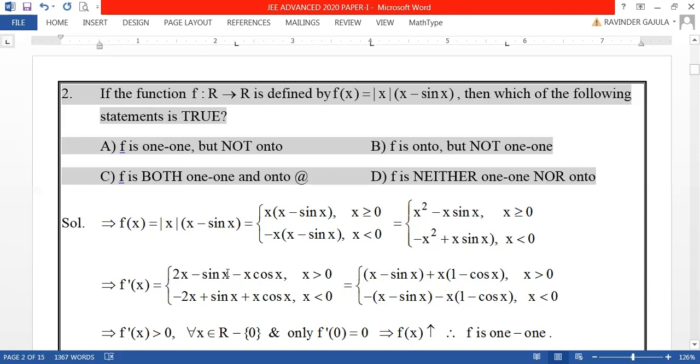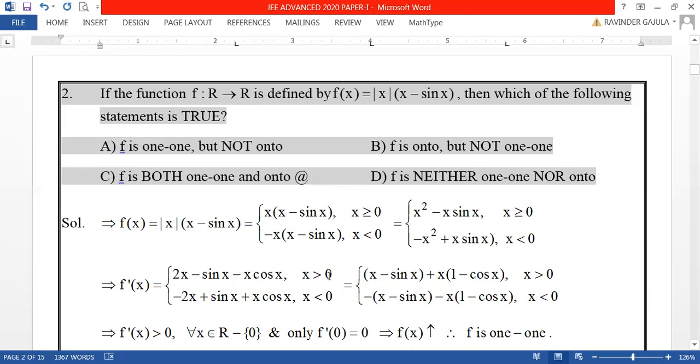Now I want to differentiate here itself, then f dash x will be taken, because I want to verify whether it is strictly increasing or decreasing or not. For that I am going for f dash x. F dash x is now 2x minus, differentiating x sin x by the uv rule, sin x plus x cos x for x greater than 0.